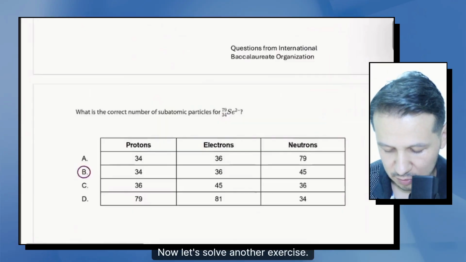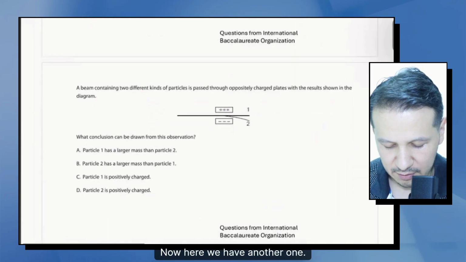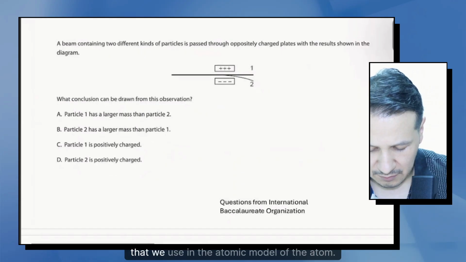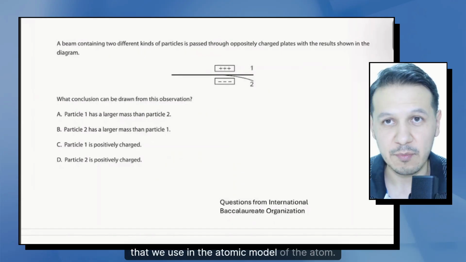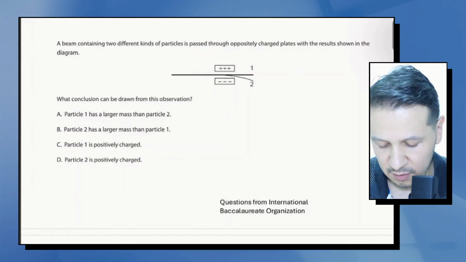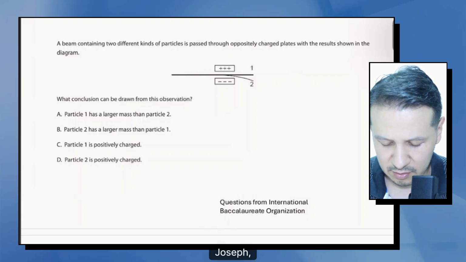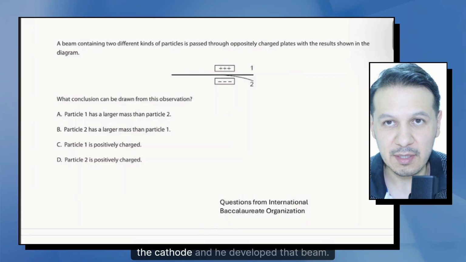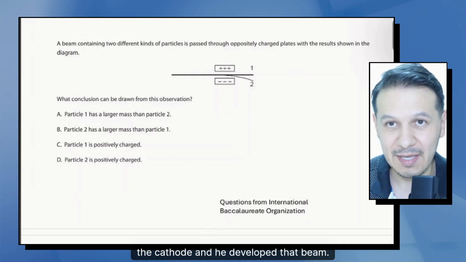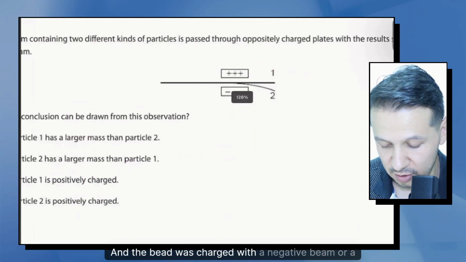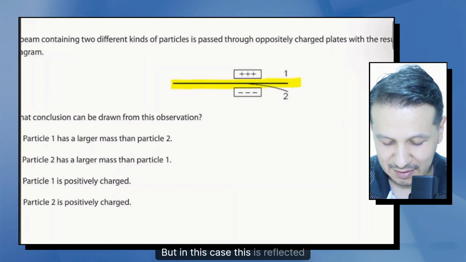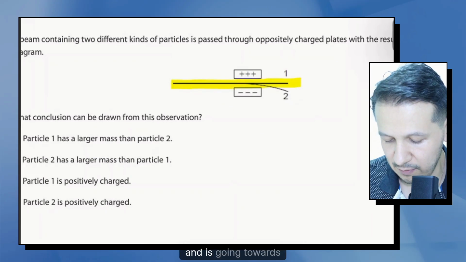Now let's solve another exercise. Now here we have another one. Remember that this is the experiment that we use in the atomic model of the atom. Joseph Thomson was the one that created the cathode experiment, and he developed that beam, and the beam was charged with a negative beam or a negative particle, right? But in this case, this is reflected and is going towards the negative part.